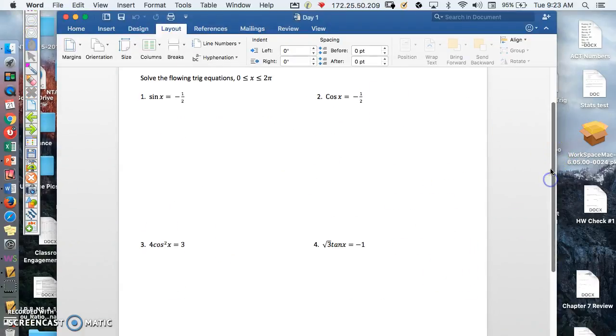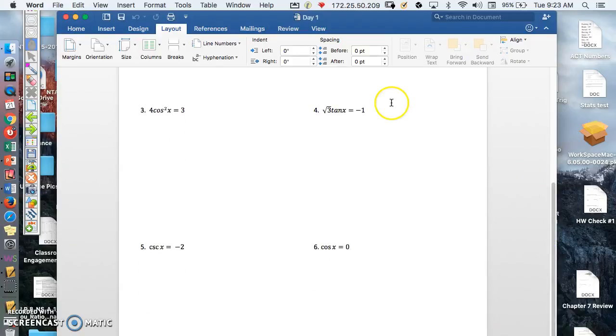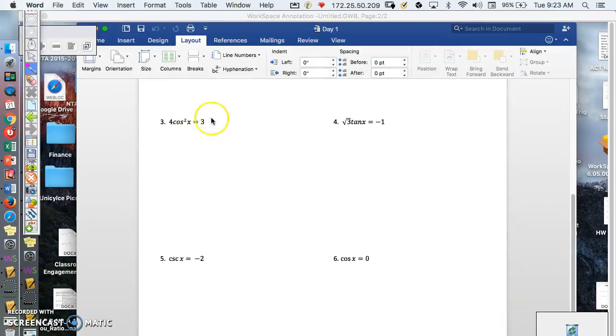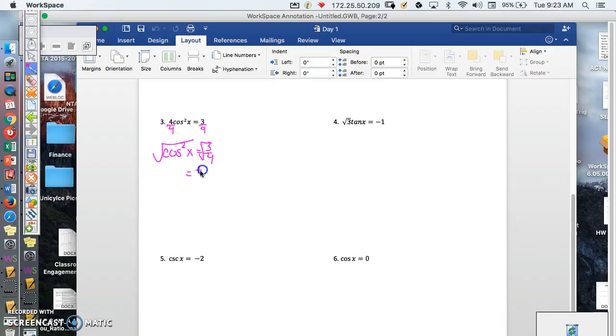So the next two we're going to look at, we're going to have to do a little bit more solving here. So how do we solve for the cosine? So we divide by 4. So we have the cosine squared of x equals 3/4. To get rid of the square, we have plus or minus, and we square root the numerator and the denominator. So it would be the square root of 3 over 2 is our cosine of x.